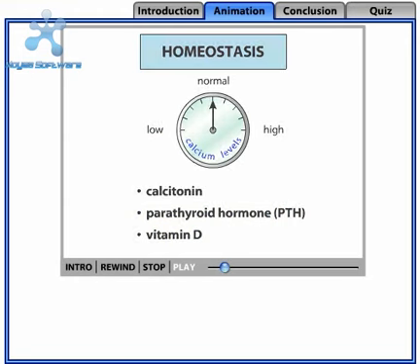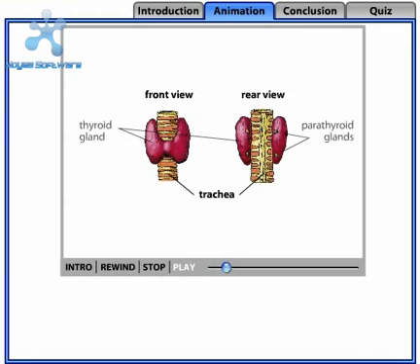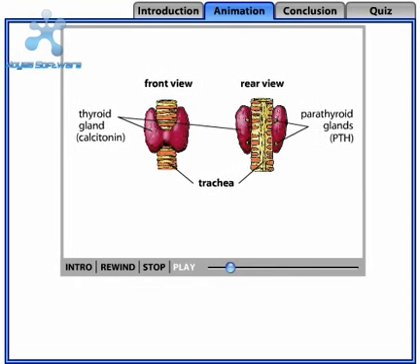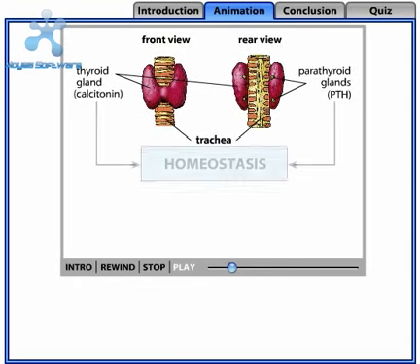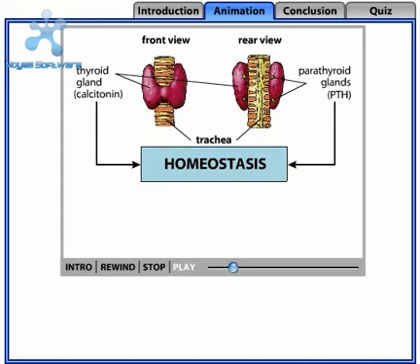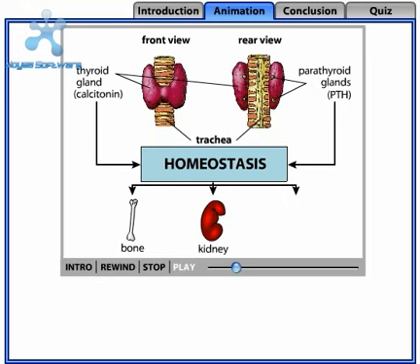The thyroid gland, which sits atop the trachea, produces the hormone calcitonin, while the parathyroid glands, located on the back of the thyroid, produce parathyroid hormone. Calcitonin and PTH maintain calcium homeostasis by controlling the deposition and absorption of bone, the excretion of calcium by the kidneys, and the absorption of calcium by the digestive tract.